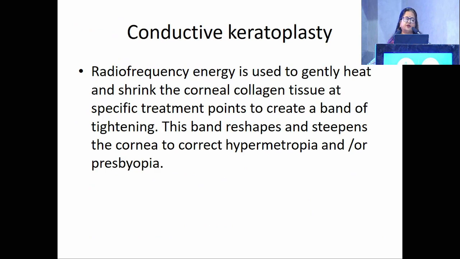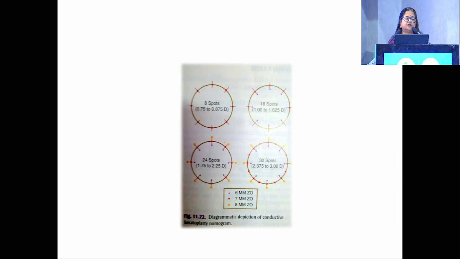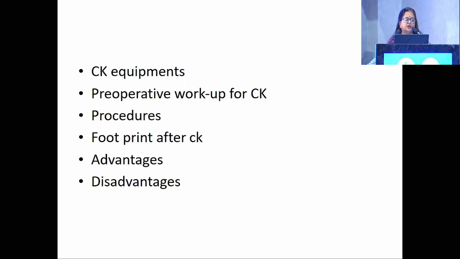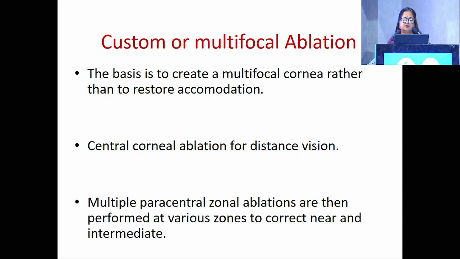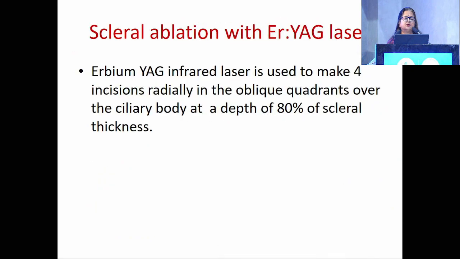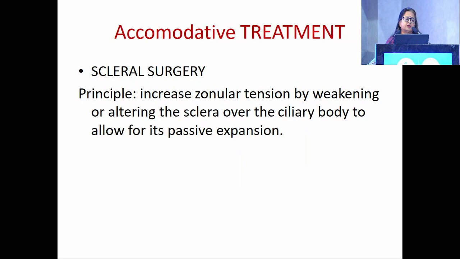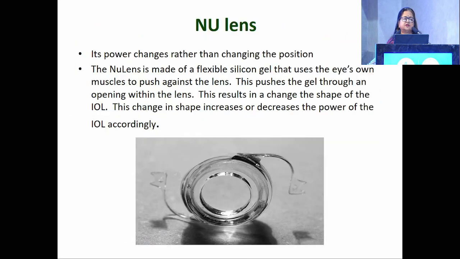Radio frequency energy is used to gently heat and shrink the corneal collagen at specific treatment points to create a band of tightening. This band reshapes and steepens the cornea to correct hypermetropia and presbyopia. So these are the various spots at which the radio frequency waves can be given, and these are the equipment which are needed. These things are very nicely explained by my previous speakers. Accommodative IOLs were very nicely covered too.